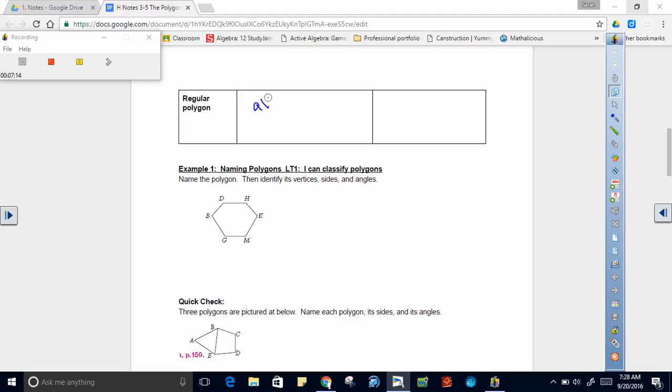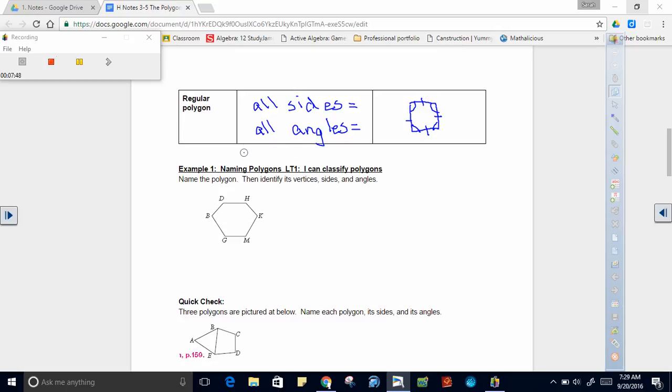So this means all sides are equal and all angles are congruent, have the same measure, are equal. So when I go to draw this one, I'm just going to do a square because that's nice and simple, right? All of these sides have the same measure, and all of these angles would be equal. If this is really a square, these would all be 90, of course.